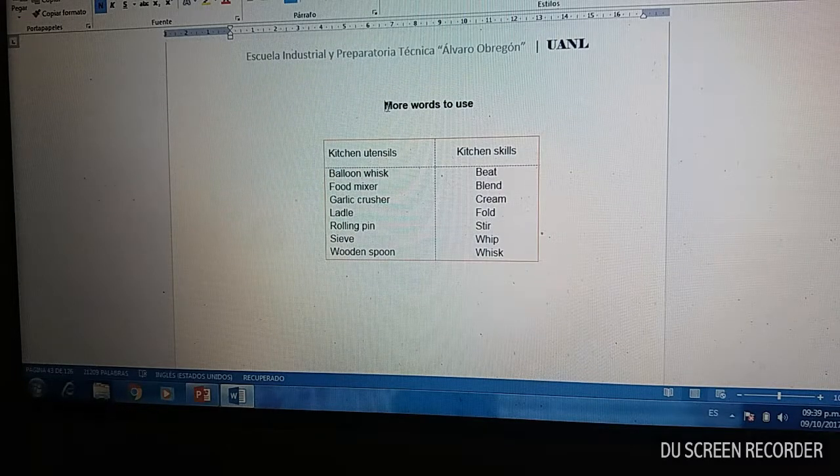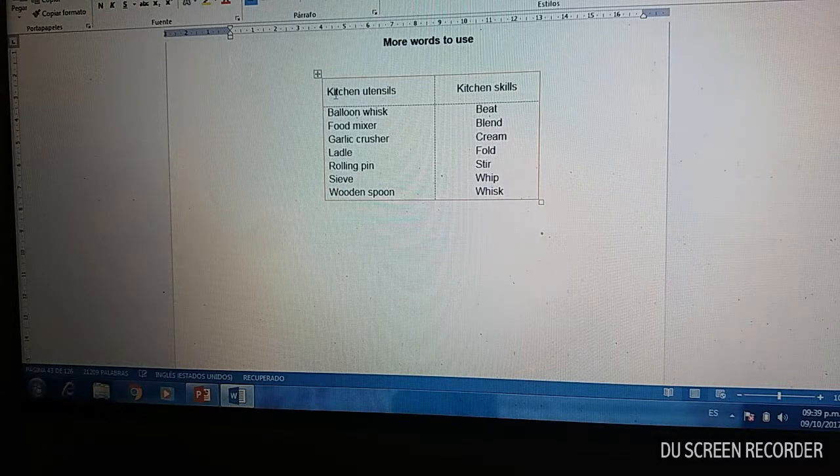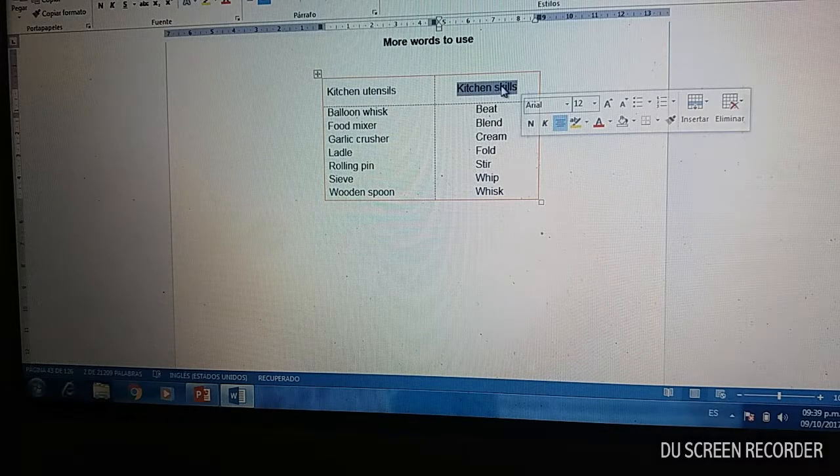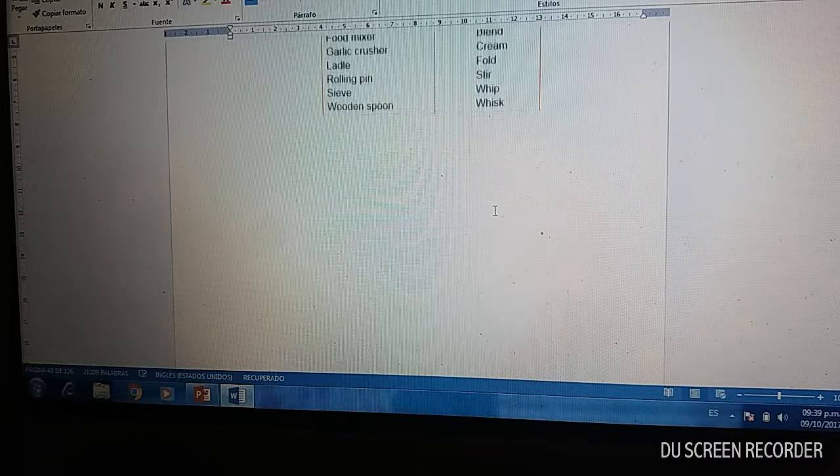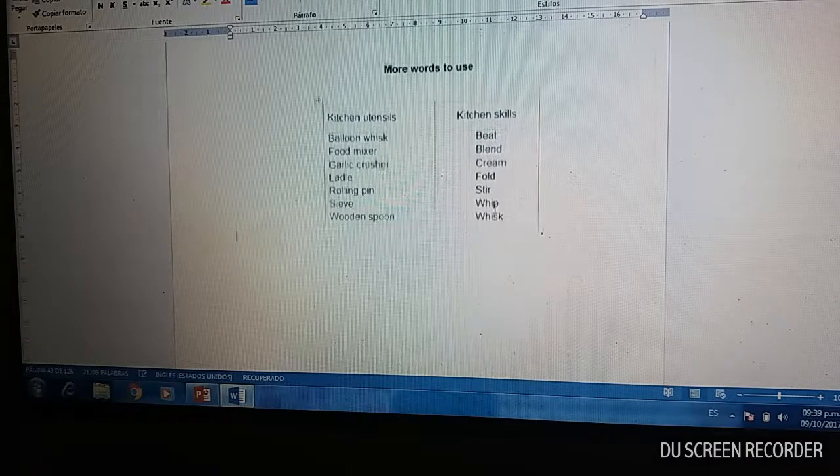And we're going to go to the vocabulary of this unit. Words to use, we have the kitchen utensils and the kitchen skills. Utensilios de cocina, kitchen utensils, and kitchen skills, las habilidades o las acciones que se hacen en la cocina. We have balloon whisk, food mixer, garlic crusher, ladle, rolling pin, sieve, wooden spoon. And the kitchen skills or the kitchen actions are beat, blend, cream, fold, stir, whip, and whisk. Find the meaning of these words. Remember, it's important.